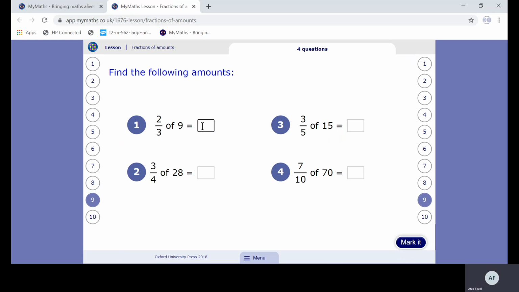Now, these, remember, divide by the denominator, multiply by the numerator. So 9 divided by 3 is 3, times 2 is 6. 28 divided by 4 is 7, times 3, 21. 15 divided by 5 is 3, times 3 is 9. 70 divided by 10 is 7, times 7 is 49. Okay, and that's how you complete that.